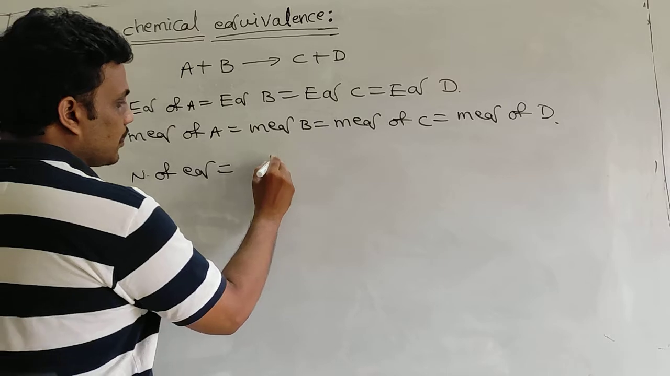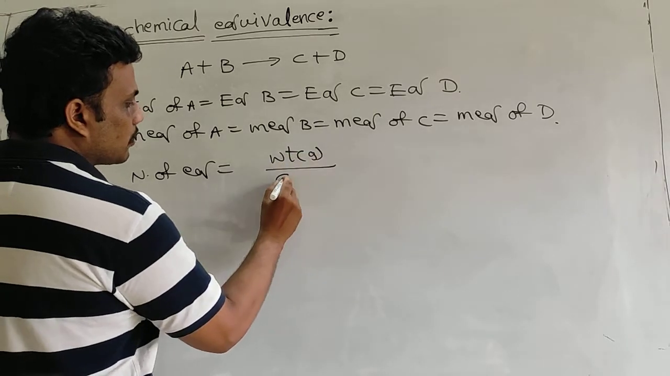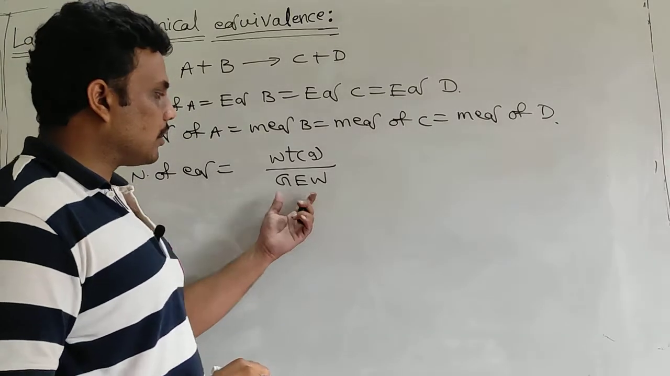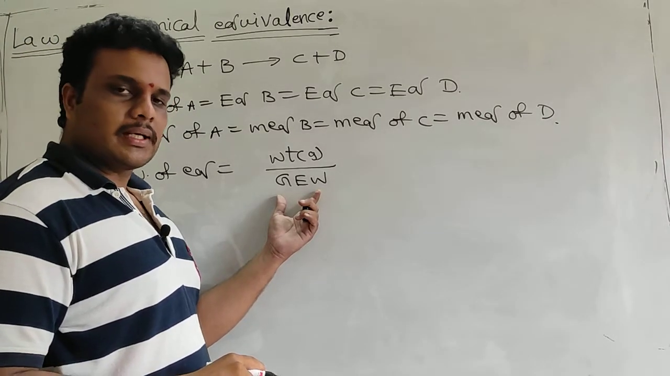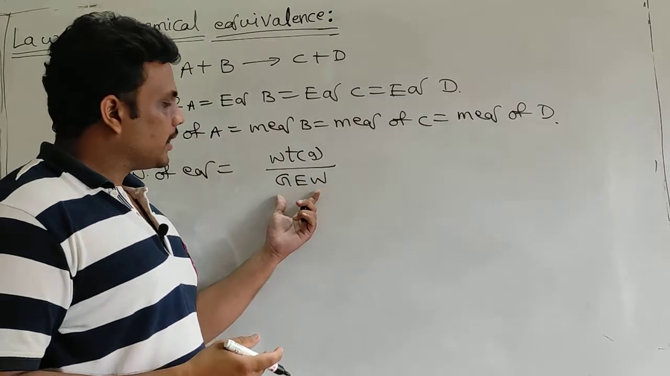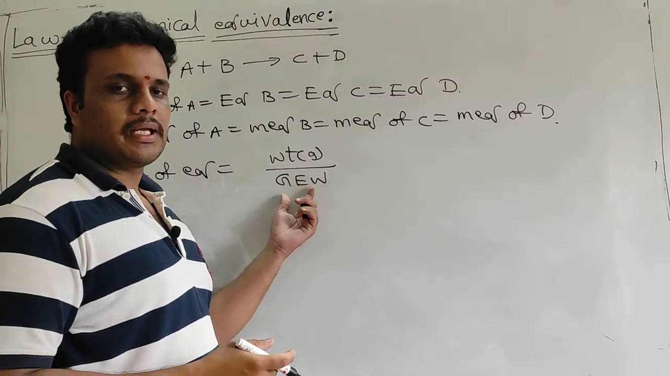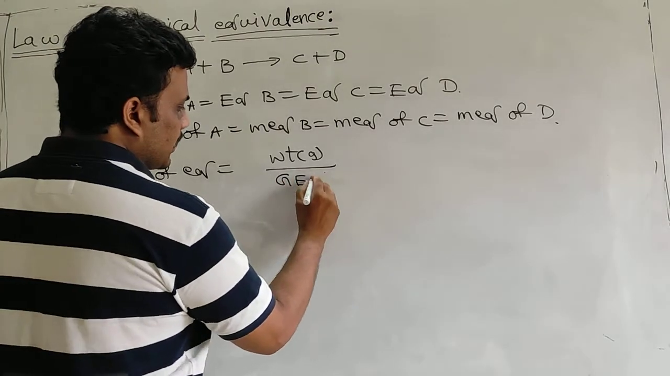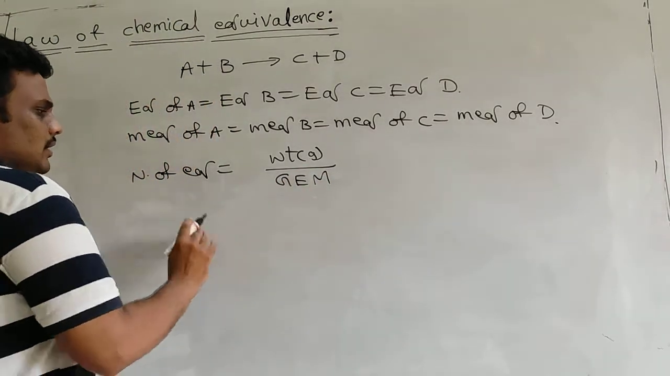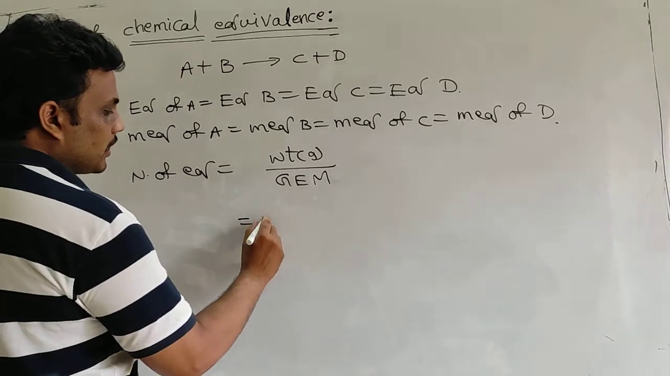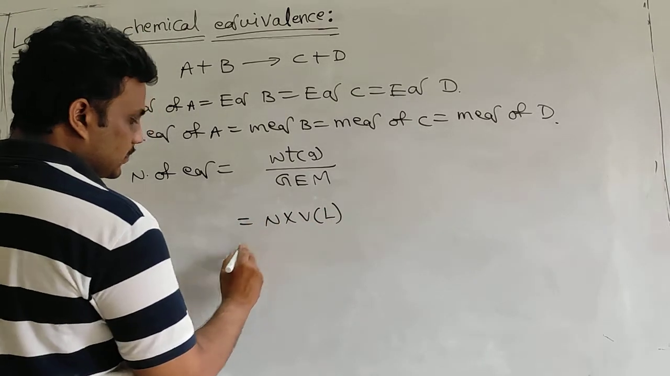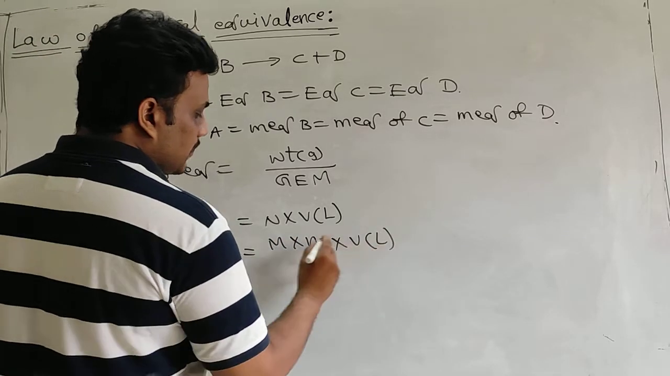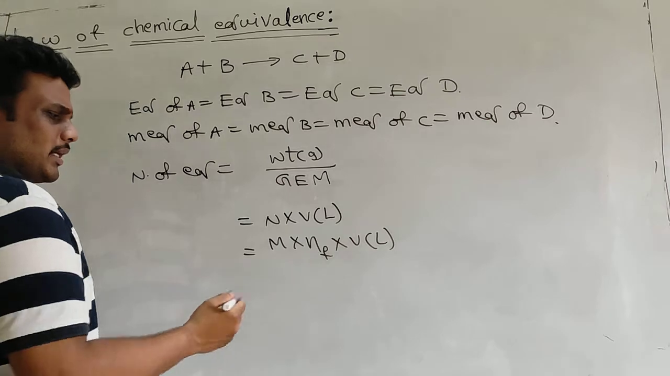Number of equivalents is equal to weight in grams upon gram equivalent weight. In my previous video I already taught how to calculate equivalent mass and equivalent weight, both are the same. If the unit is in grams, that is called gram equivalent mass or gram equivalent weight. This is one formula. And one more relation: normality into volume in liters. Normality is molarity into n factor. Various formulas you can take.